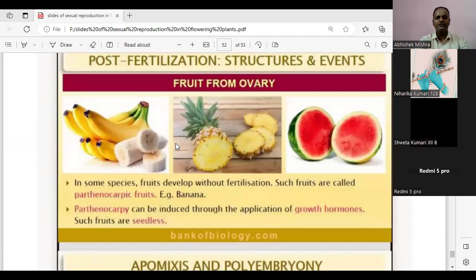Now, students, one very important term is there, parthenocarpic fruit formation. That means formation of the fruits without fertilization. Banana is the most common example, and the fruit formation can be artificially induced also by the application of growth hormones, and these fruits are definitely seedless. The parthenocarpic fruits are definitely the seedless ones.